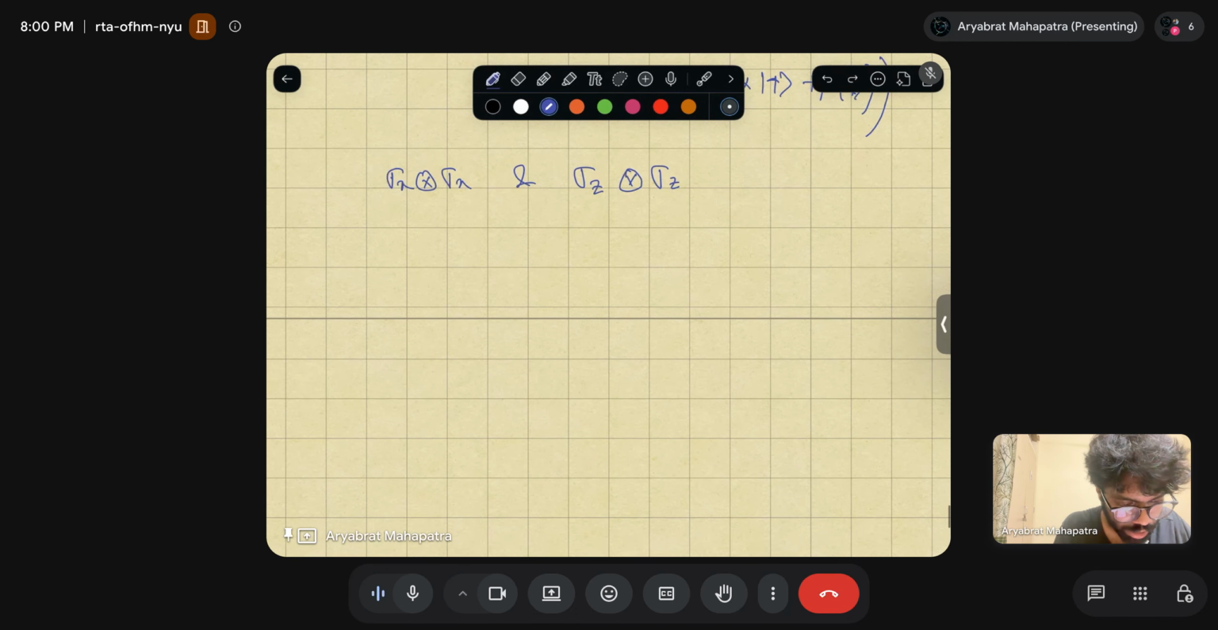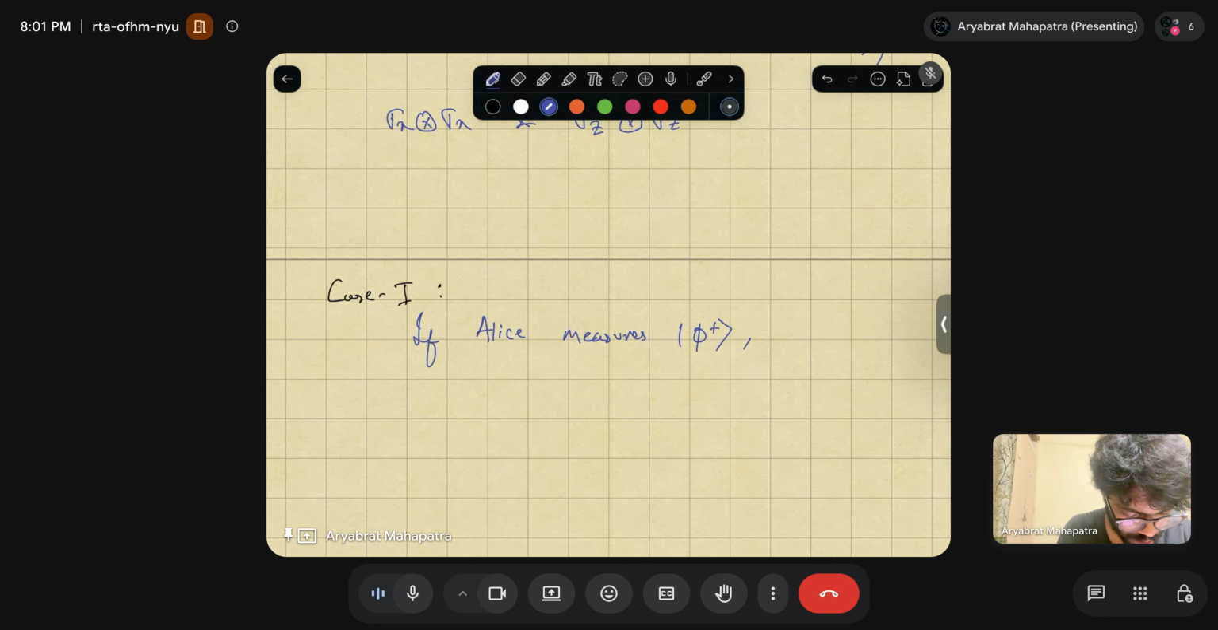So again, like case one, if Alice measures, I mean, if the outcome is phi plus, then Bob has to operate sigma y to get the following.